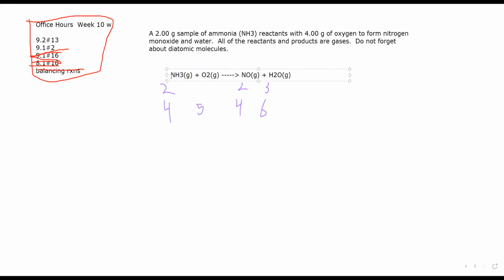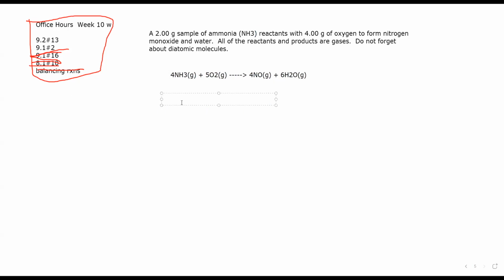So since that one was a little bit trickier with balancing, I wanted to talk through it real quick. 4, 5, 4, 6. I'm going to go ahead and delete all of that. We're done with that now. If at any point you need me to slow down, just holler.